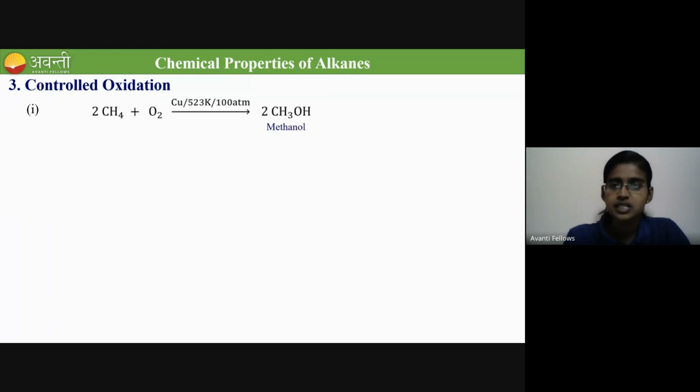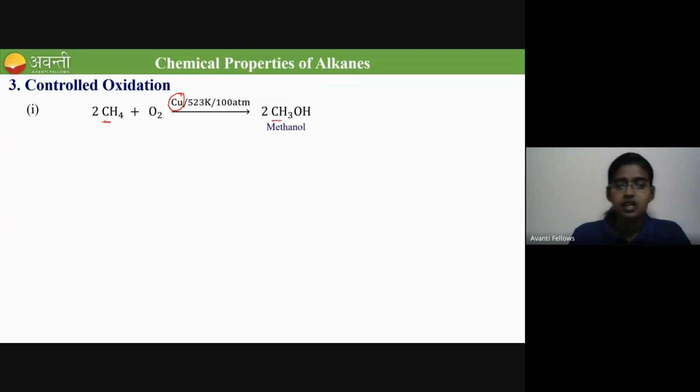The first reaction is alkane reacting with oxygen in the presence of copper metal as the catalyst. Here the reaction conditions are very important: the reagents, temperature and pressure given above the arrow. With copper as the catalyst, at 523 Kelvin and 100 atmospheric pressure, methanol is formed. So methane gives methanol, a one-carbon alkane giving a one-carbon alcohol.